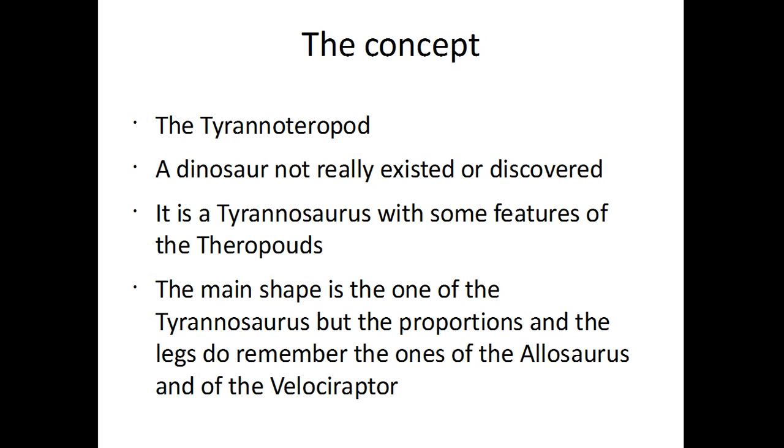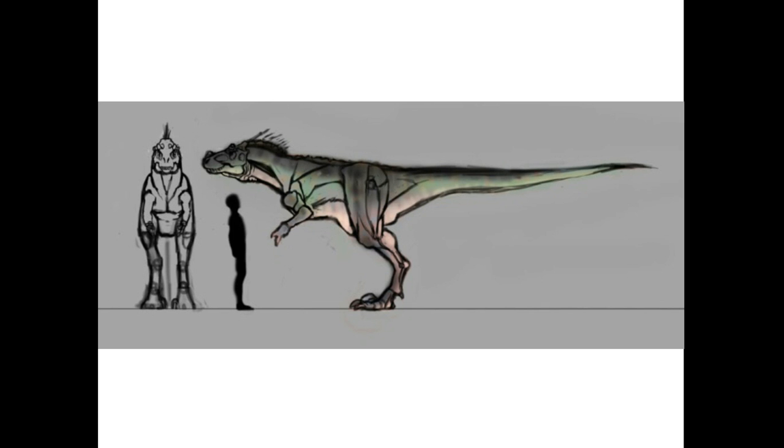Because it is a blending between the Tyrannosaurus and the dinosaurs from the family of the theropods. The main shape of my dinosaur is quite like the Tyrannosaurus, but in some ways it is similar to the Allosaurus and the Velociraptor as well. So this is my initial concept.